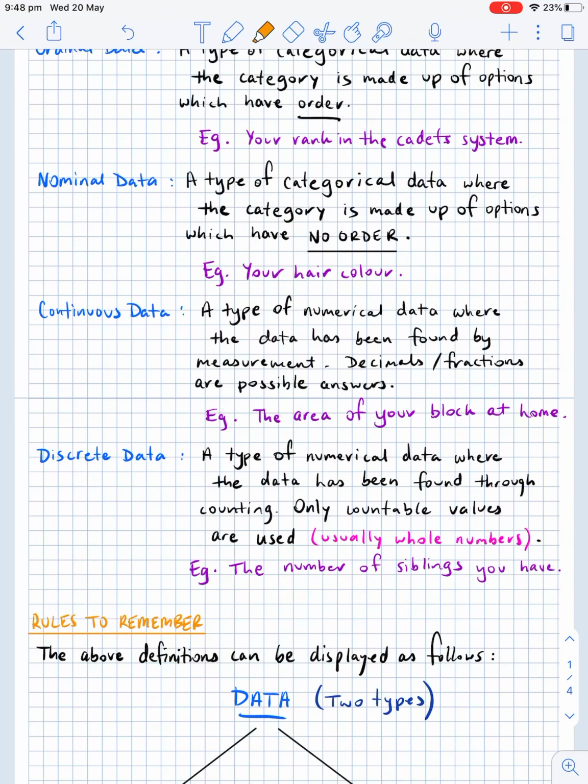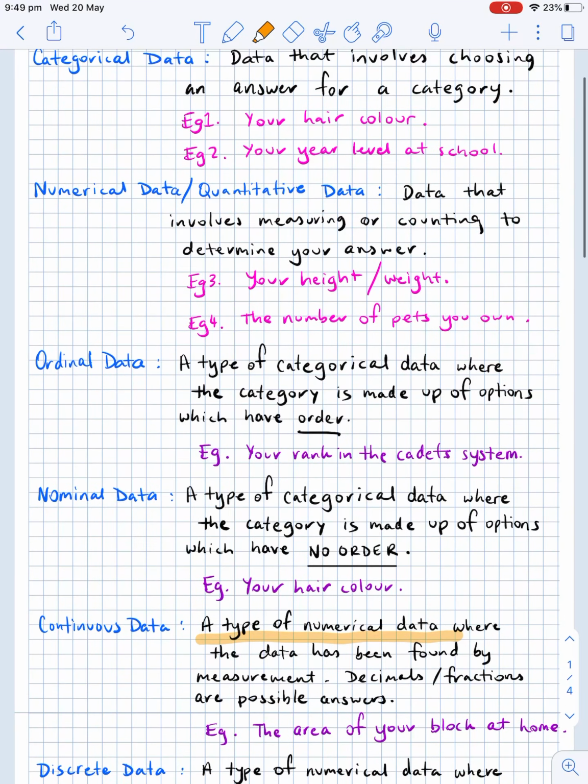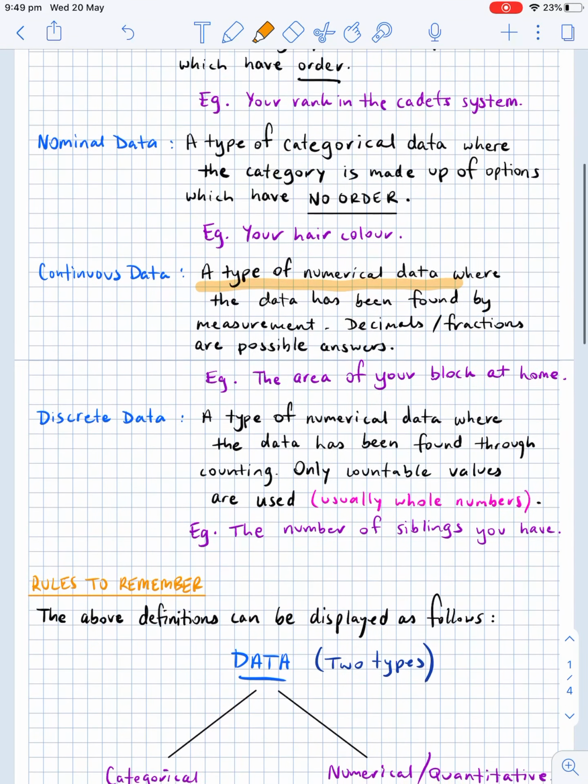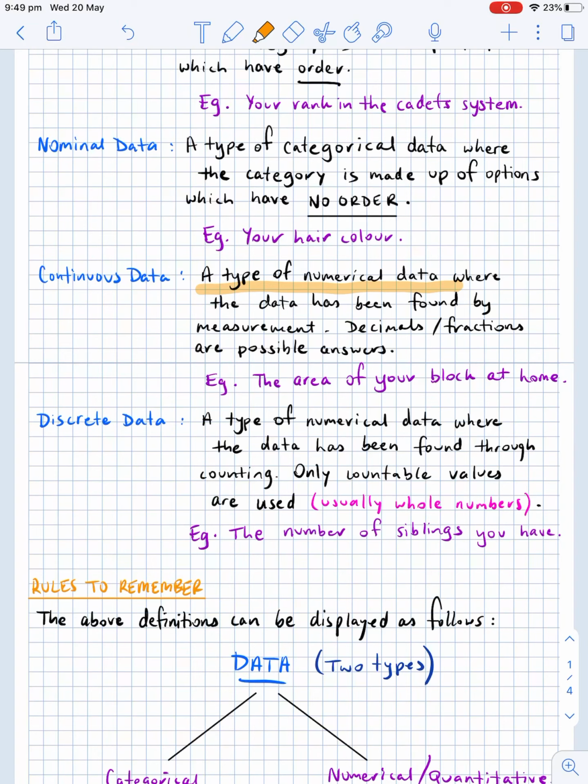Continuous data is a type of numerical data, so it comes under this group of data. It's a type of numerical data where the data has been found by measurement. So decimals and fractions are possible answers for this sort of data. For example, the area of your block at home. If you measure the area of the block at home, you can get like 5.4 acres or 250.35 square meters. Very specific answers are possible. That's what we call continuous data.